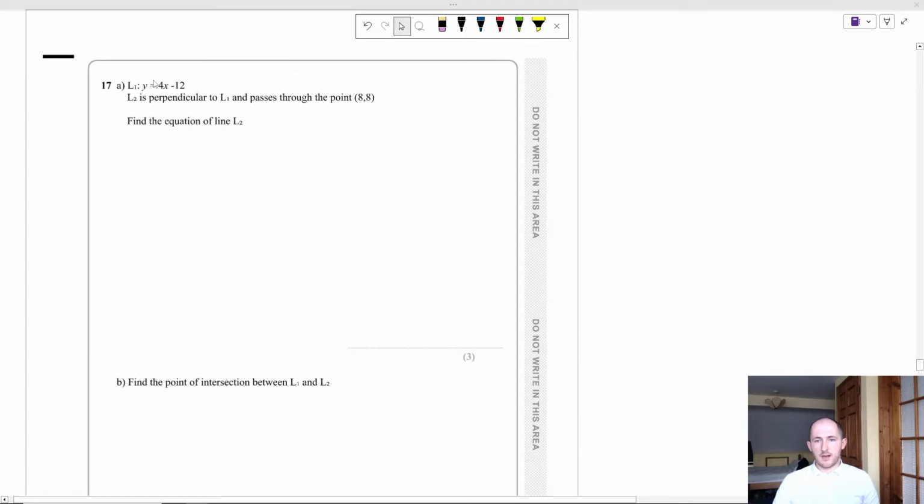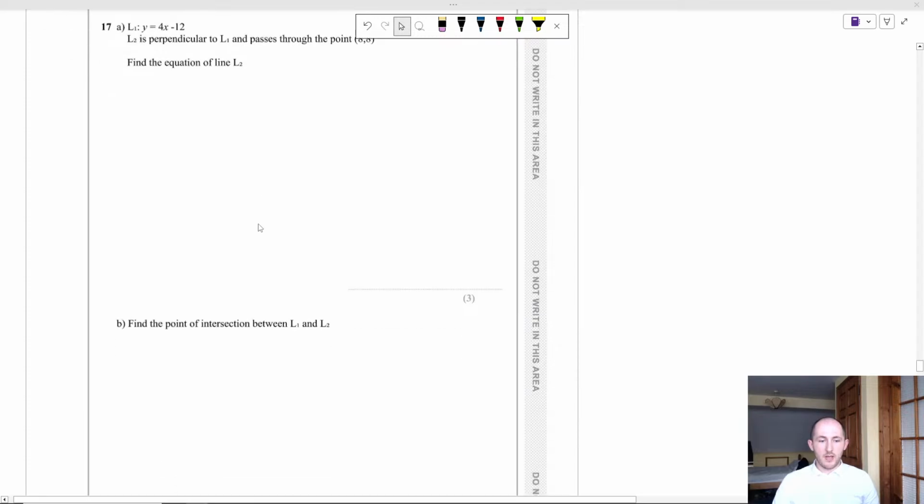So, L1, the line L1 has equation y equals 4x minus 12. L2 is perpendicular to L1 and passes through the point (8, 8). Find the equation of the line L2. So, how do you know exactly, Nithika?